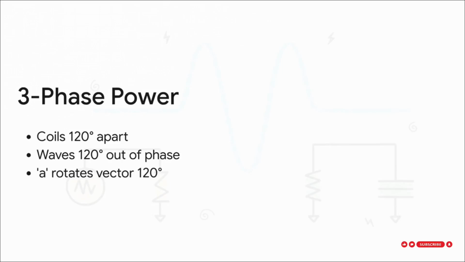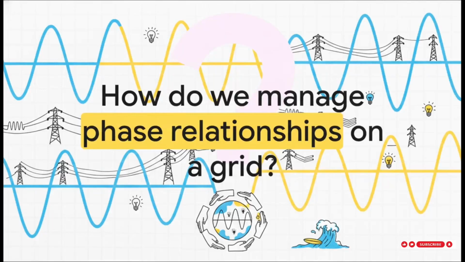Now, to handle the complex math of these three waves, engineers use something called the operator A. Just like multiplying by a negative sign flips a number 180 degrees, multiplying a vector by the operator A rotates it counterclockwise by exactly 120 degrees. Multiplied by A squared, it rotates 240 degrees. This keeps the math incredibly neat and allows for a super smooth continuous power delivery system compared to just one choppy single wave. And that brings us to the end of today's explainer.